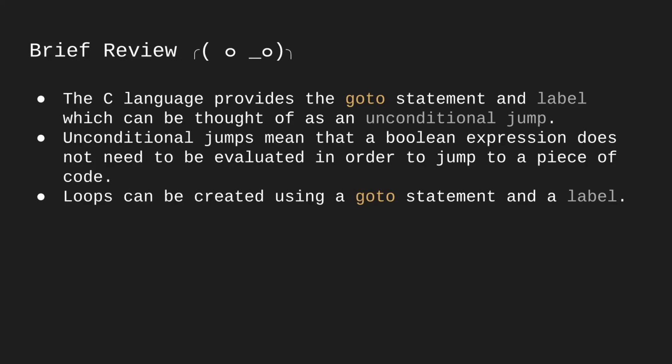Oftentimes people will refer to code that is written like this as spaghetti code, but in certain scenarios it becomes easier to reason about rather than building crazier constructs that make the program more complicated just to avoid using labels. So again, loops can be created using Goto statements and a label.